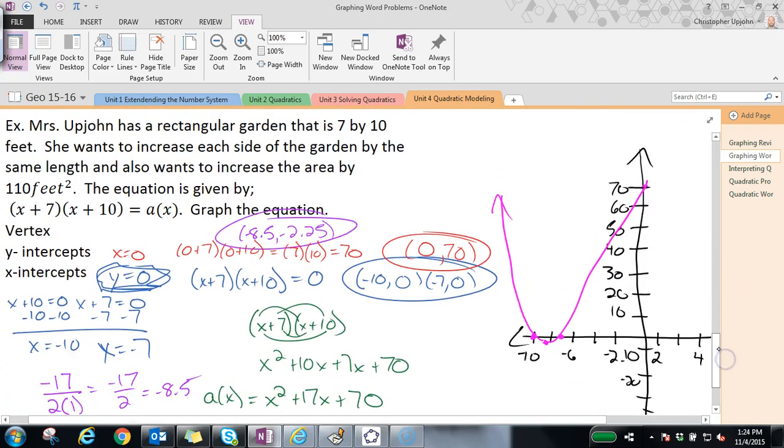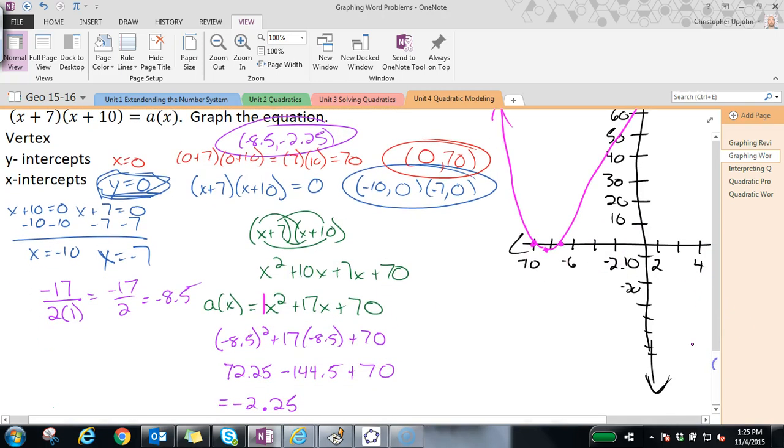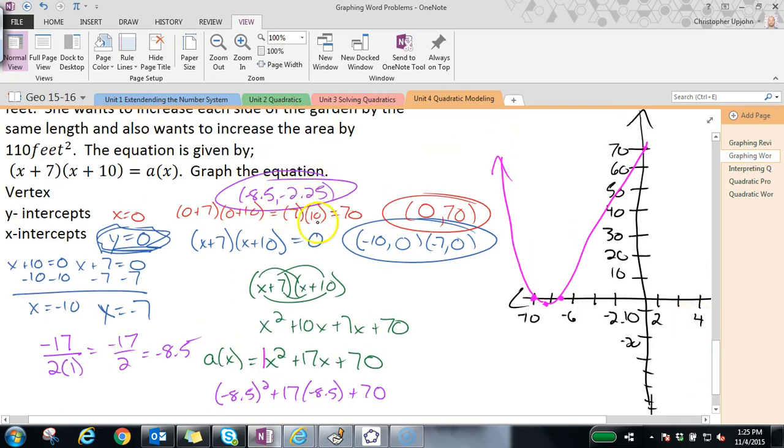Looking down at this next one with the garden, well, this isn't in standard form. So what we had to do is FOIL this and combine like terms to put it into standard form. A is 1, B is 17, C is 70. So it's negative B, so negative 17 over 2 times A, 2 times 1. Negative 17 divided by 2 is negative 8.5. That's our x-coordinate. Our y-coordinate, you have to plug that back in for x and get our y, and our y is negative 2.25. So that gives me my vertex.